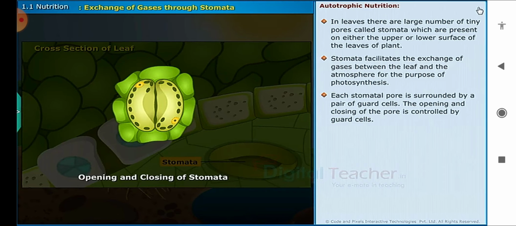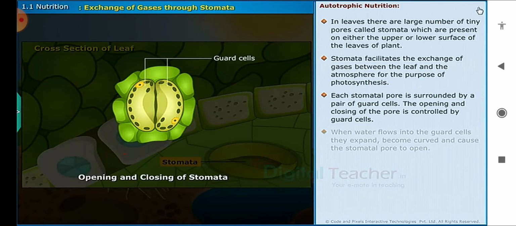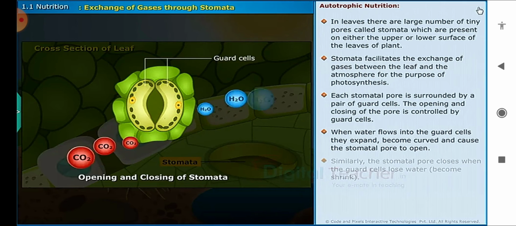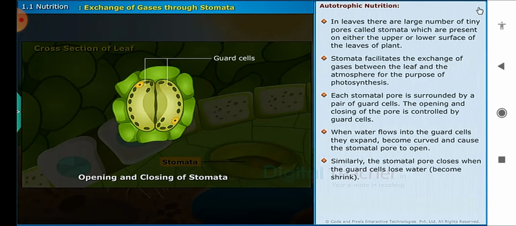Each stomatal pore is surrounded by a pair of guard cells. The opening and closing of the pore is controlled by guard cells. When water flows into the guard cells, they expand, become curved, and cause the stomatal pore to open. Similarly, the stomatal pore closes when the guard cells lose water and shrink.